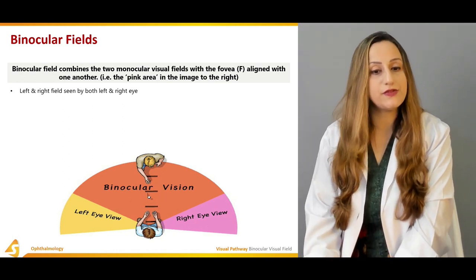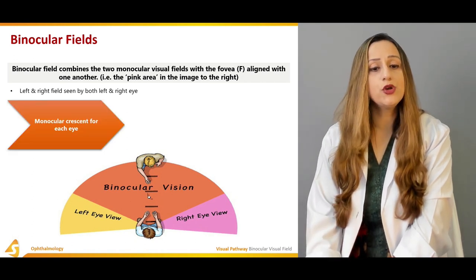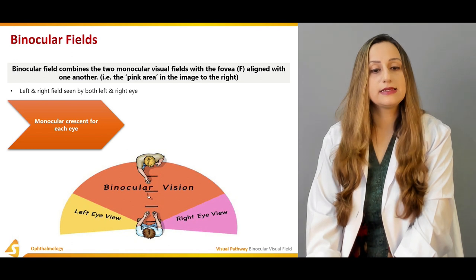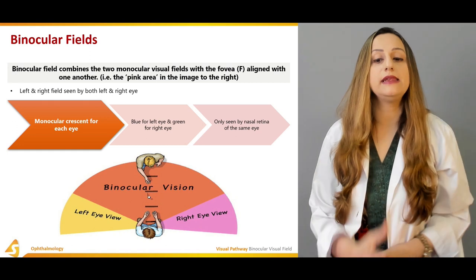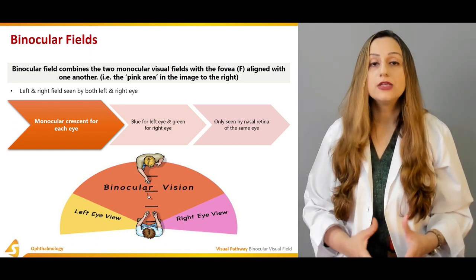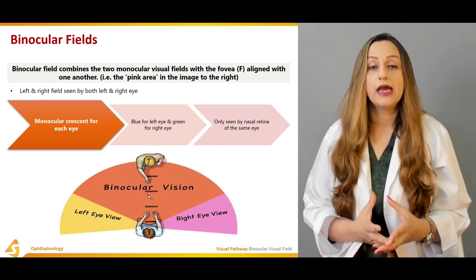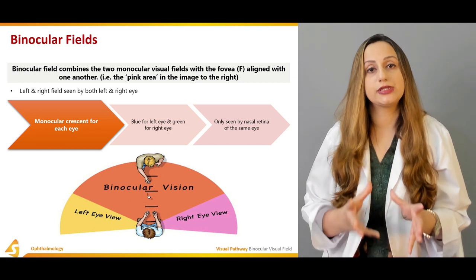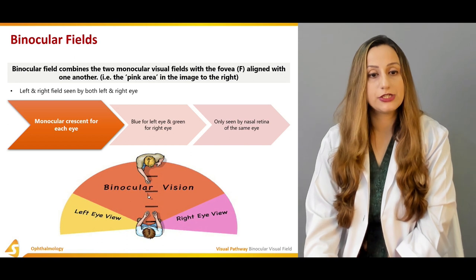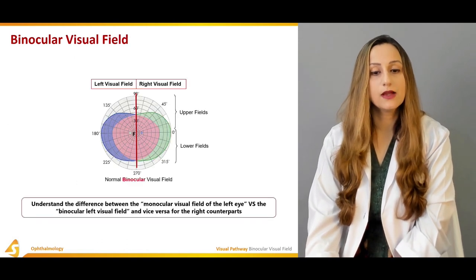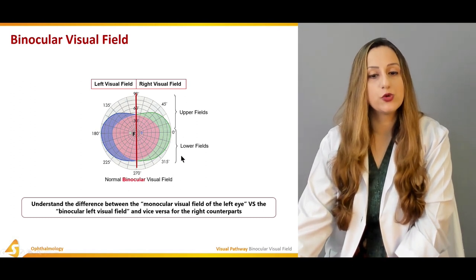The left and the right fields are seen by both the left and the right eye. The monocular crescent for each eye is very important: the blue for the left eye and the green for the right eye, seen only by the nasal retina of the same eye. So it's basically the involvement of the retina. It's the involvement of the complete anatomical structures that are forming a complete visual field pathway in a particular patient. Over here, you can have a look at this. These are the upper fields, and then we have the lower fields over here.